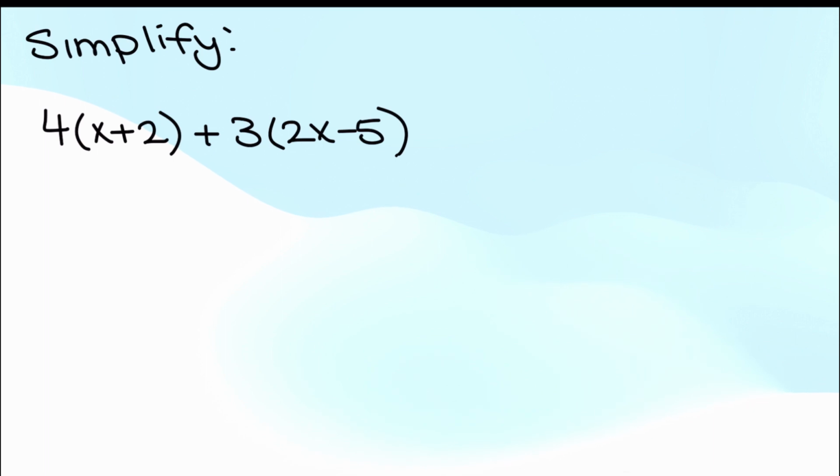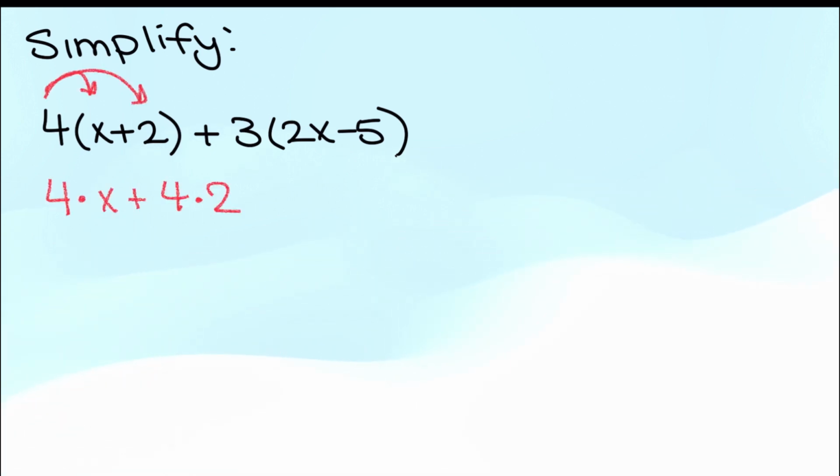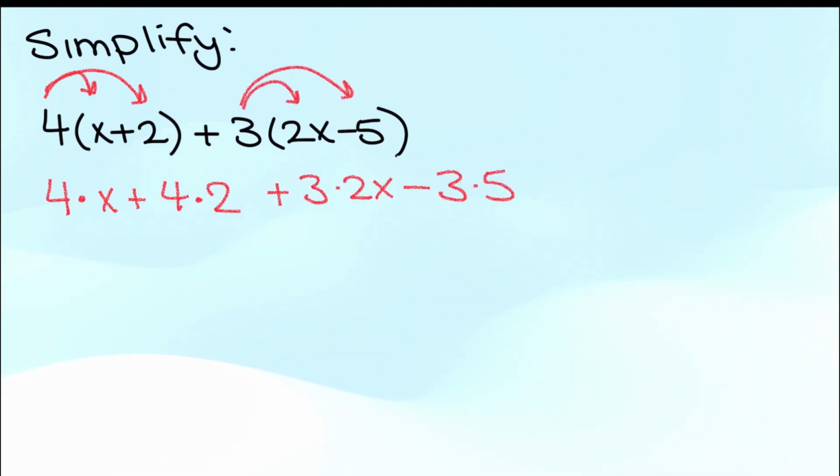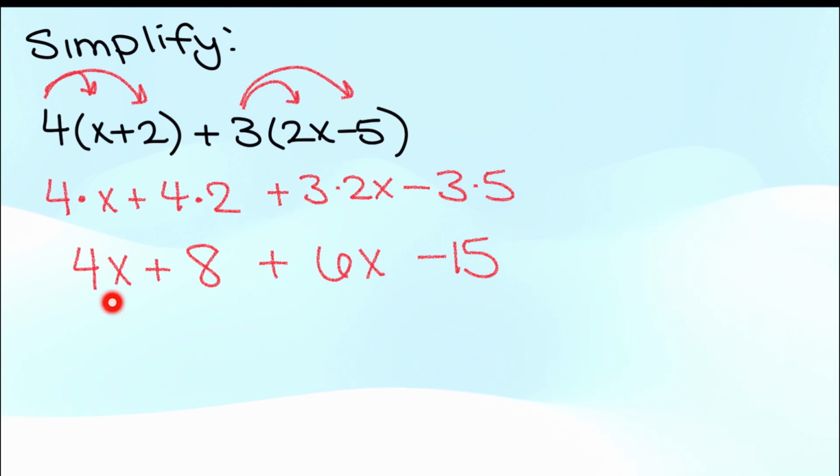Finally, let's put all of this together. If I want to simplify the expression, 4 times x plus 2 plus 3 times 2x minus 5. To simplify means get rid of all the parentheses, so distribute first, and then we're going to look and see if there are any like terms. So I'm going to start by distributing the 4 to the x plus 2, and then I'm going to distribute the 3 to the 2x minus 5. So 4 times x plus 2 becomes 4x plus 8, and then 3 times 2x minus 5 becomes 6x minus 15.